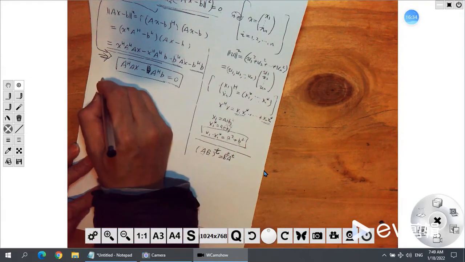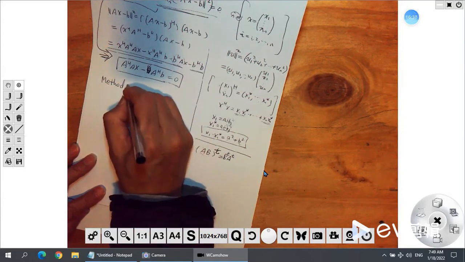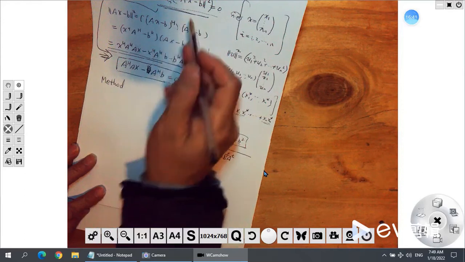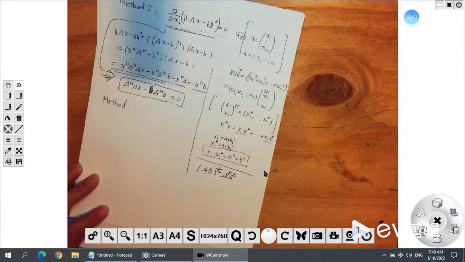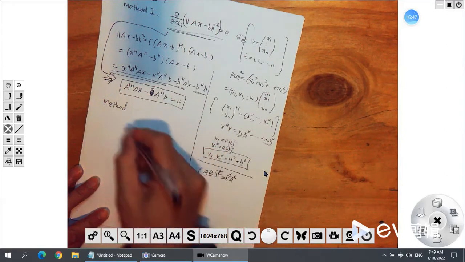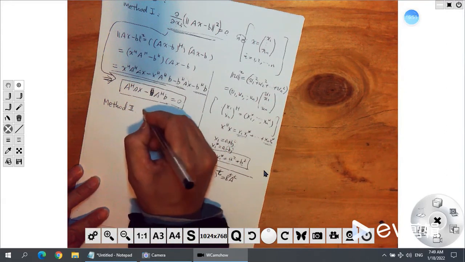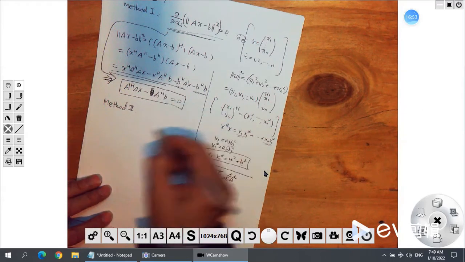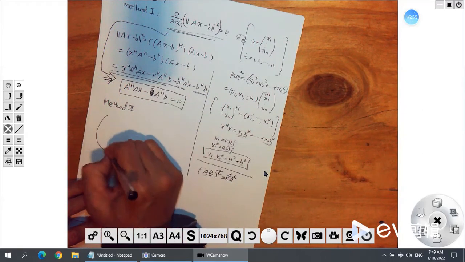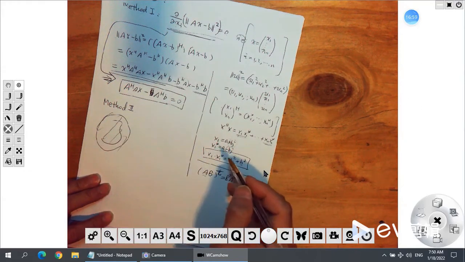Okay, method two. I don't go inside the details. I just tell you the idea of how to get it. The idea is just to take the derivative equal to 0, then you have the minimal point. Okay, method two. This is a geometry method. Remember the graph I gave you last time? Not this. Which one? This one.